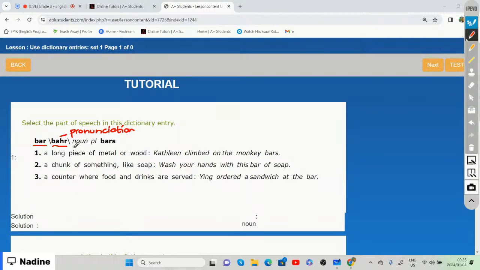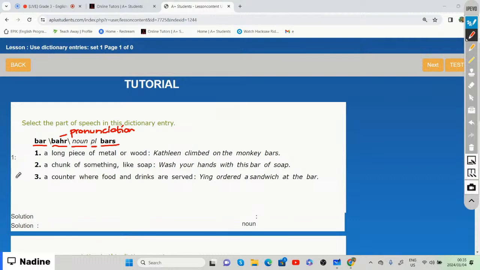Then also, they'll tell you if the word is a noun, or if the word is a verb. So this is the part of speech. If it's a verb, if it's an adjective, then here they will basically tell you what part of speech it is. And then PL, meaning the plural form of bar, is bars, meaning we just added an S.